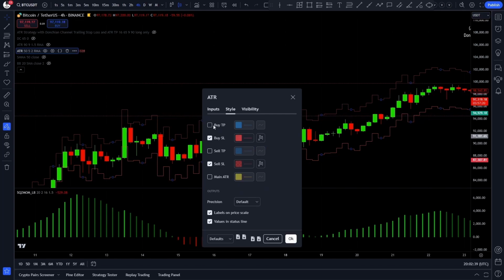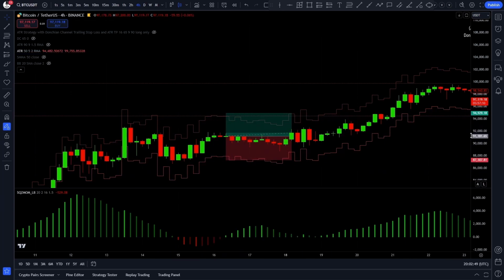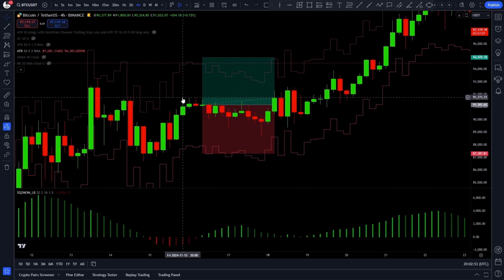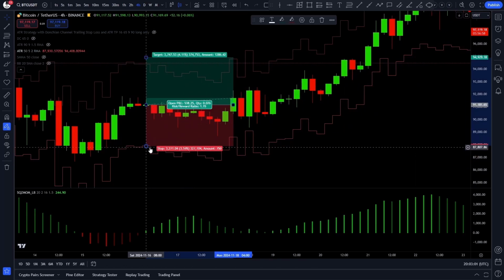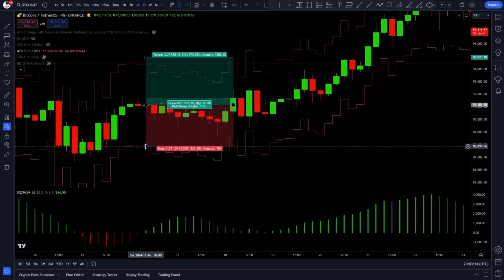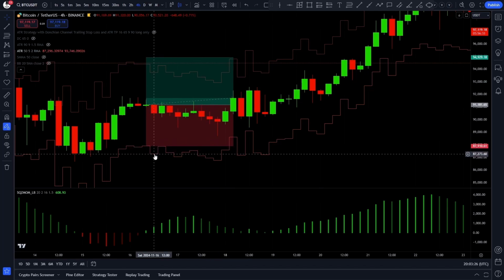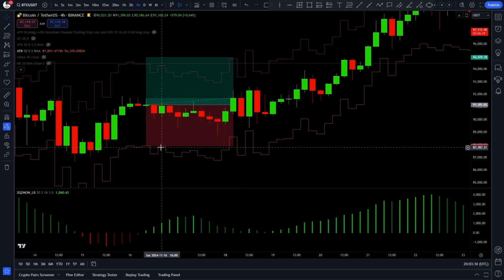In the styles tab I untick the buy TP, the sell TP and the main ATR as we won't need that, and change the line styles to step line. Now going back to this example, how would this trade play out? So once the position is opened, the stop loss is placed here. But as we are using this as a trailing stop loss, we will move the stop loss up whenever the ATR band moves up.